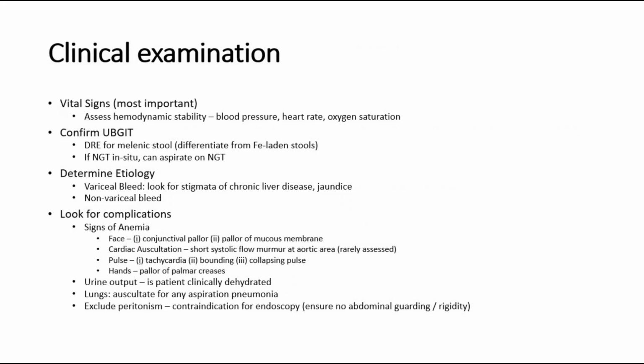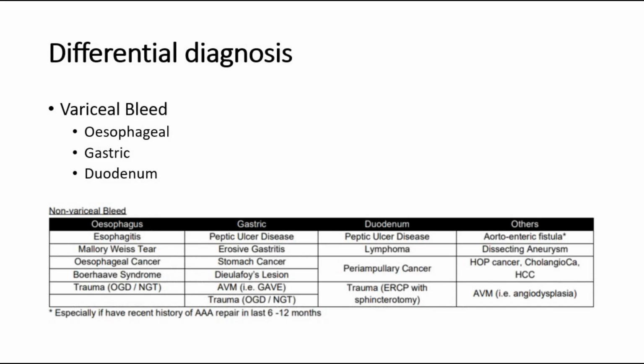Examine the patient. Check vital signs, digital rectal exam to confirm melenic stool, determine etiology whether variceal or non-variceal, look for complications like signs of anemia, check urine output, any peritonism. These are the differential diagnoses of upper GI bleeding. Can be from esophagus, gastric, duodenum, or other causes.